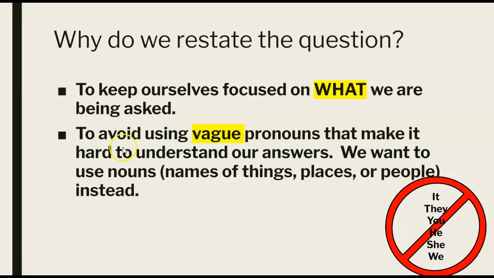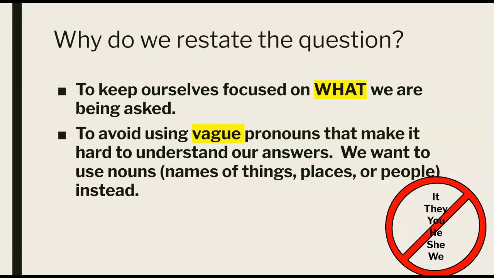If you don't know what a vague pronoun is, you can look over here at the side of the screen. These are some pronouns that we do not want to see in our answers. It, they, you, he, she, we. We want to make sure that when we are writing our answers, we are being very specific. So for example, instead of saying he tried to pretend to be her to fool the girl, we would want to make sure we use specific characters' names, like the wolf pretended to be the grandmother to try to fool Little Red Riding Hood.